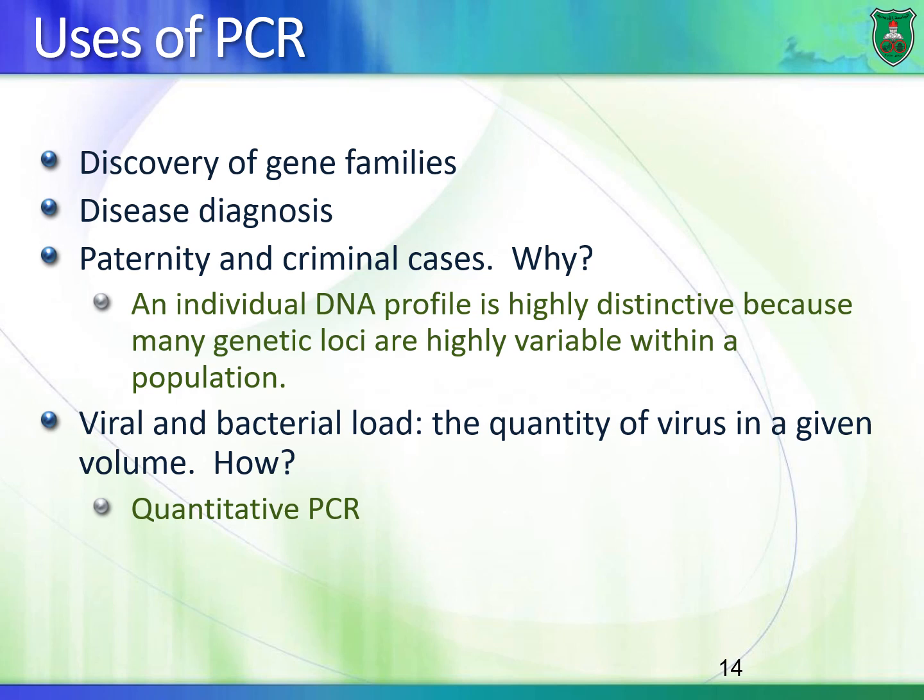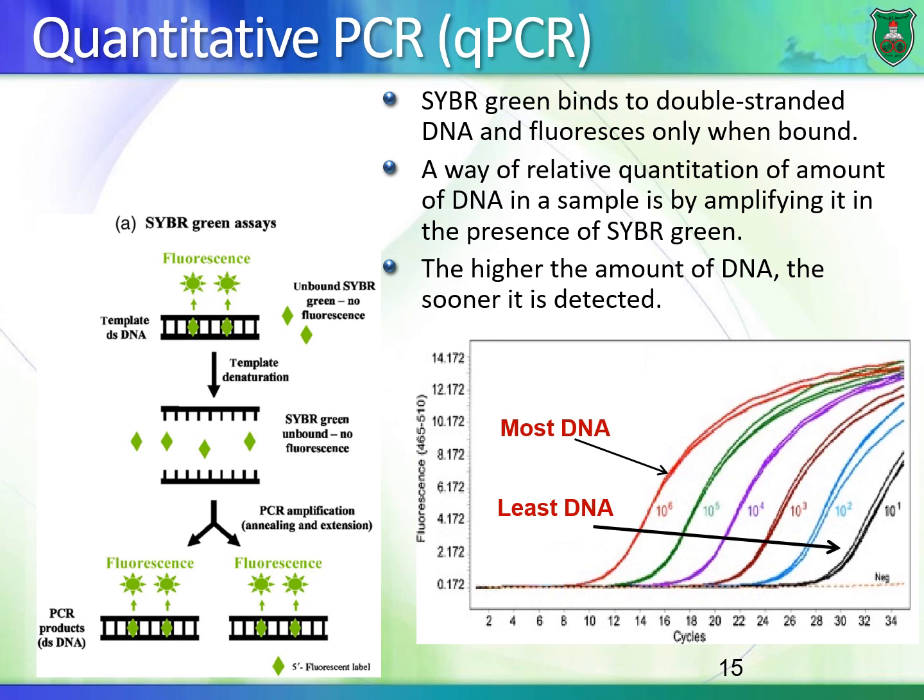So what we mean by viral and bacterial load is we determine the quantity of bacteria that infect this individual. And we can do this using quantitative PCR. So how does that work? How does quantitative PCR work?